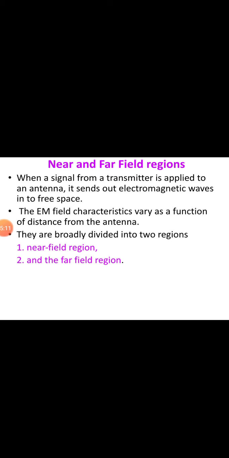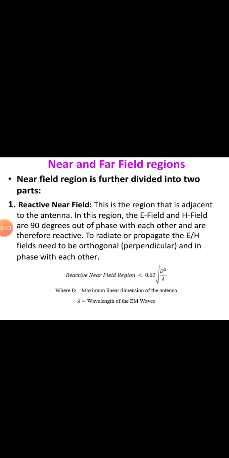Now let us see the near and far field regions. When a signal from a transmitter is applied to an antenna, it radiates electromagnetic waves, as I said earlier. This electromagnetic field's characteristics vary as a function of distance, so they are divided into two main regions: the near field region and the far field region. The near field region is defined by distance less than 2d squared by lambda, where d is the maximum linear dimension of the antenna and lambda is the wavelength of the EM wave.